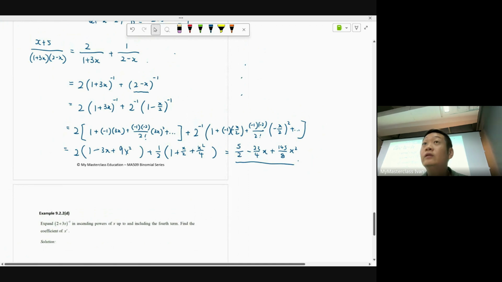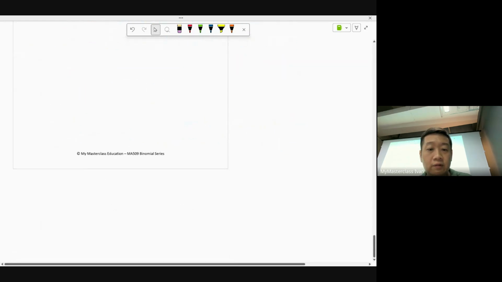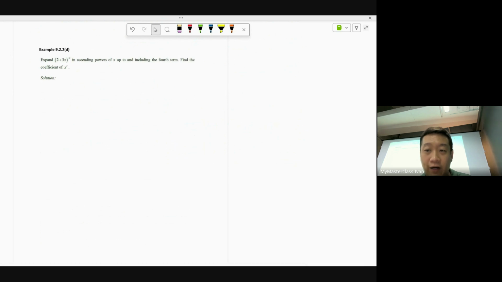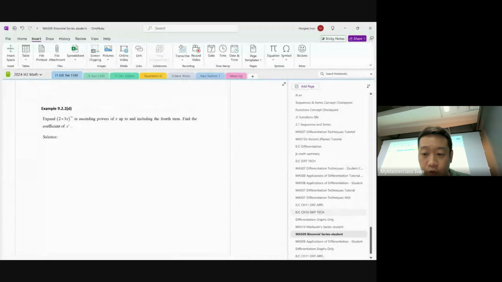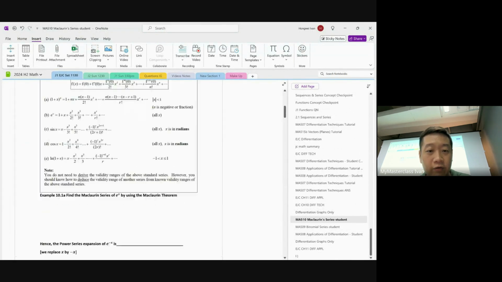Okay, so this is binomial, just very simple, okay? I will skip this one first, to find the coefficient of x power r. I will skip this first, okay? I want to do the basics first. Okay, go to the next page, which is called Maclaurin series.